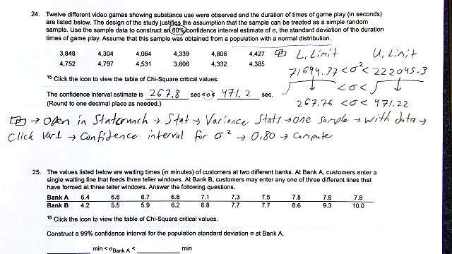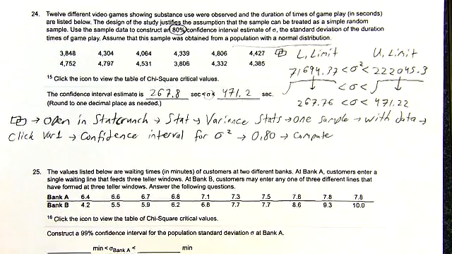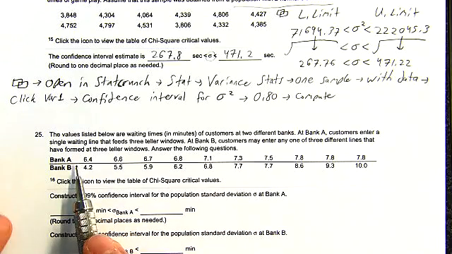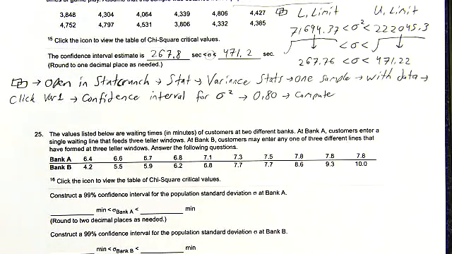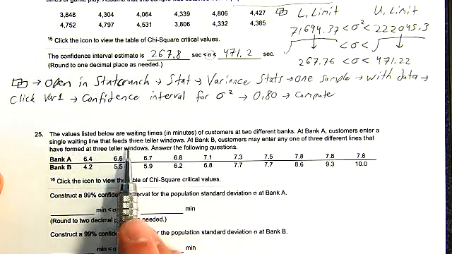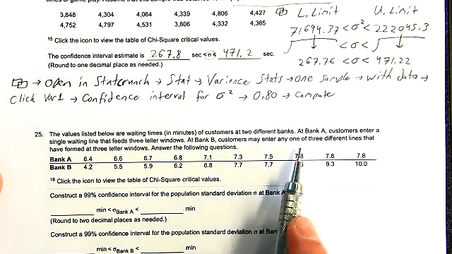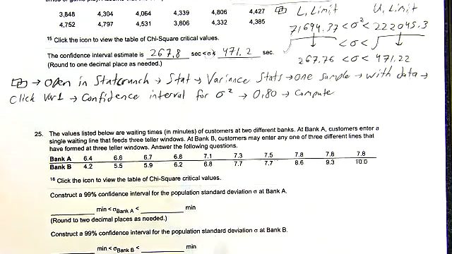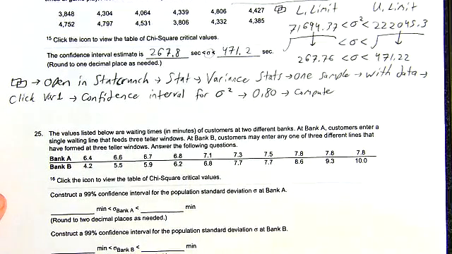Okay, 25. This is a problem we've seen several times in this course. We've studied it in different ways. This is the bank teller problem. So I go to the bank and I can either stay in a single line or I can go into multiple lines, and we want to see which one has more variation. In fact, in Bank A, customers enter a single waiting line that feeds 3 tellers. At Bank B, customers may enter any of 3 different lines that have formed at 3 teller windows. So Bank B is more like a grocery store. You can pick the checkout.